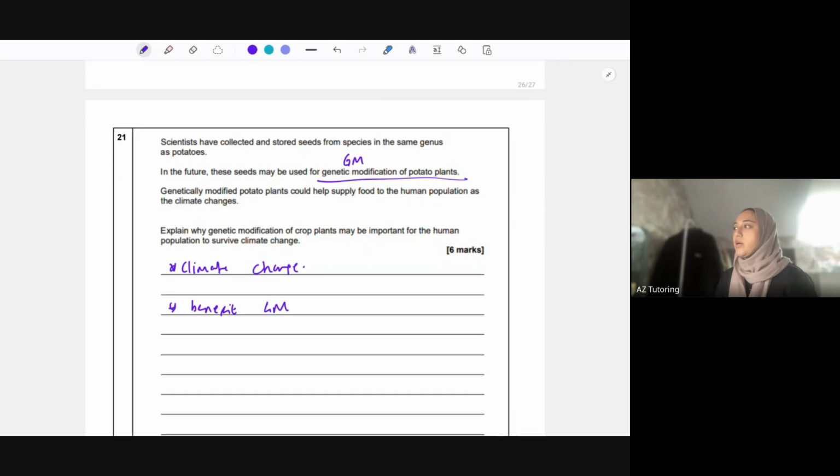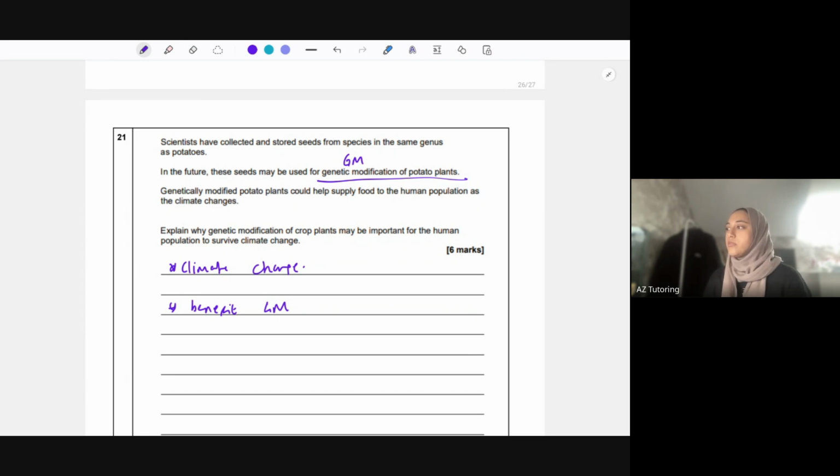So GM may allow crops to grow in a wider range of conditions because you're selecting the best ones. You might make them resistant to certain diseases with climate change that is coming across. So you would pick the best ones and then you keep modifying them. You can store them for longer. You might increase the crop yield. So therefore, that would help the increasing human population.